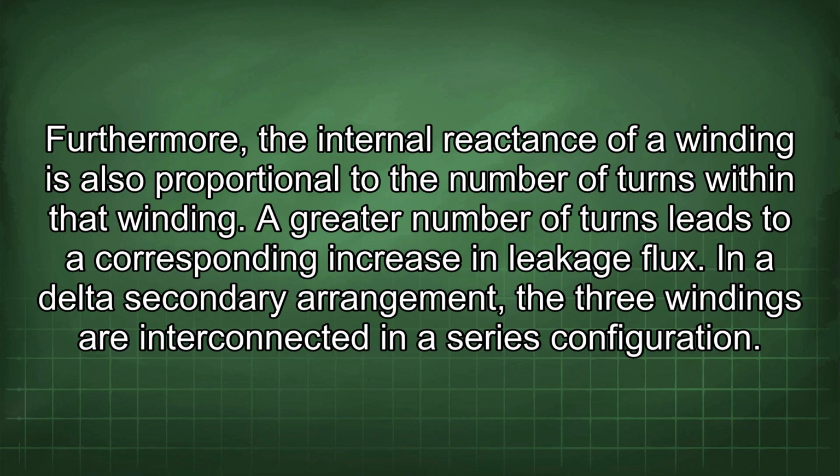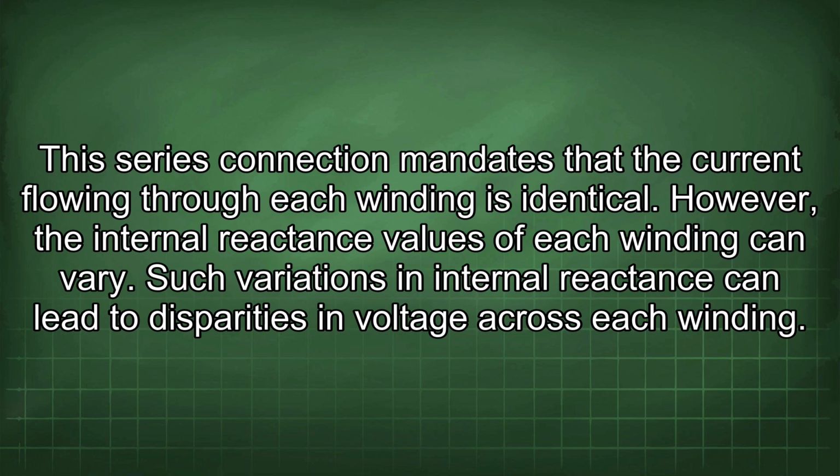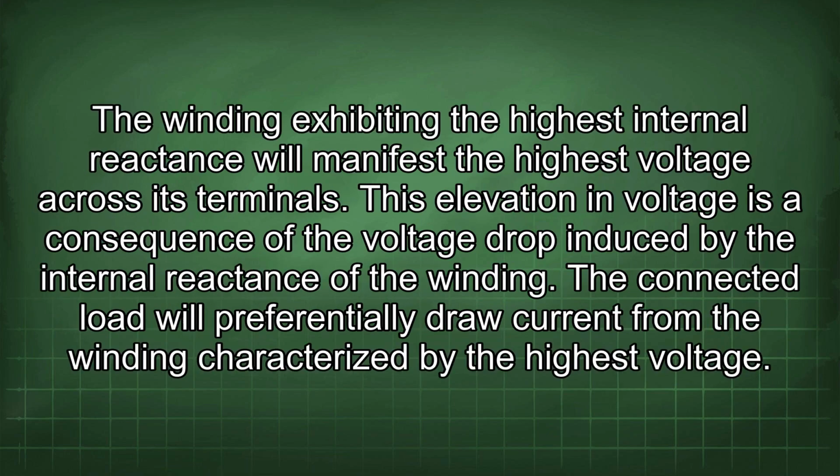In a delta secondary arrangement, the three windings are interconnected in a series configuration. This series connection mandates that the current flowing through each winding is identical. However, the internal reactance values of each winding can vary. Such variations in internal reactance can lead to disparities in voltage across each winding. The winding exhibiting the highest internal reactance will manifest the highest voltage across its terminals. This elevation in voltage is a consequence of the voltage drop induced by the internal reactance of the winding.